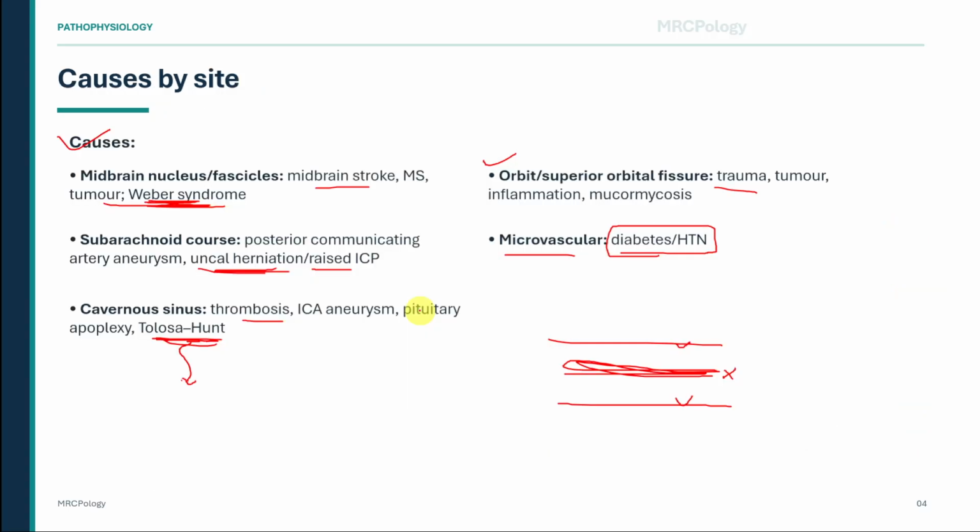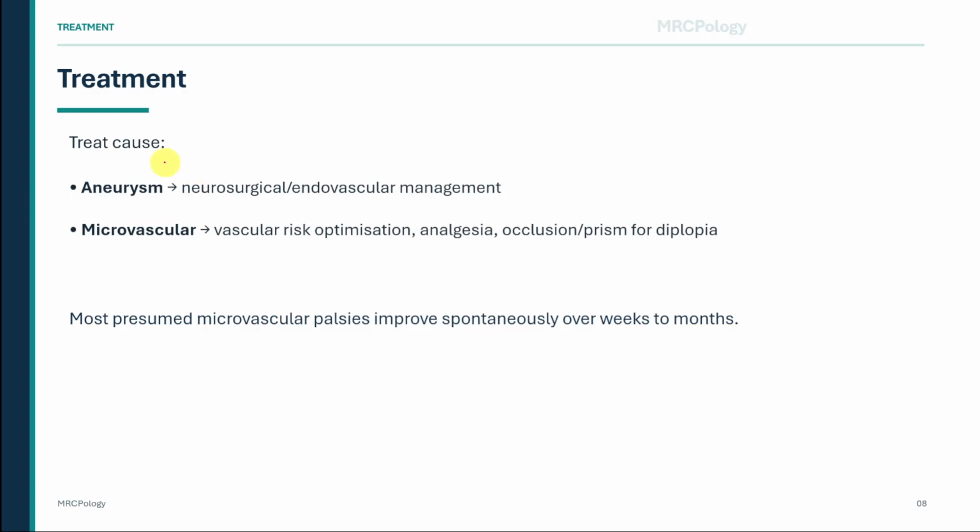Management depends on the cause. If an aneurysm is suspected, this is urgent neurosurgical or neurovascular territory. The patient needs emergency vascular imaging and definitive treatment, usually endovascular coiling or surgical clipping depending on anatomy and local expertise. If there is uncal herniation or raised intracranial pressure, manage it as a neurocritical emergency. The priority is airway, breathing, circulation, urgent neuroimaging, measures to reduce intracranial pressure, and neurosurgical involvement.